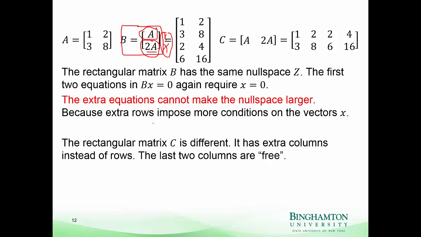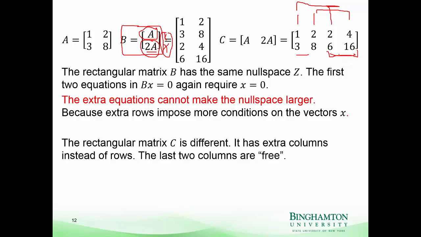Now let's look at C, which has A and 2A stacked side by side. So we end up getting something that looks like this. So we've got A and 2A. Remember, we knew that these two vectors are linearly independent, but obviously these two are just multiples of each other, so they are dependent. And these two are multiples of each other, so they are dependent. So really we only have 2 linearly independent columns, and that's a key insight here. So we've got extra columns, and because these are linearly dependent, the extra columns add nothing new.